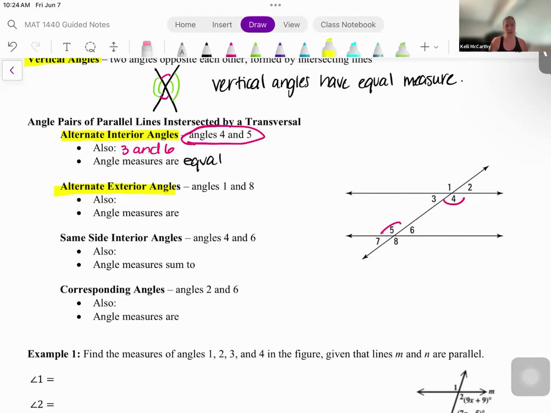Alternate exterior angles. So now we're on alternate sides of the transversal, but on the outside of the parallel lines. Angles 1 and 8. So here's angle 1 and here's angle 8. Now it also follows that angle 2 and 7 are also alternate exterior angles. The angle measures of alternate exterior angles are also equal.